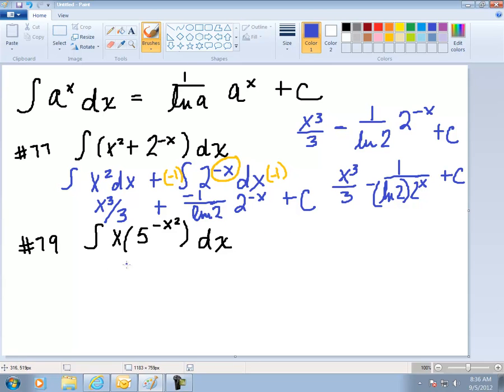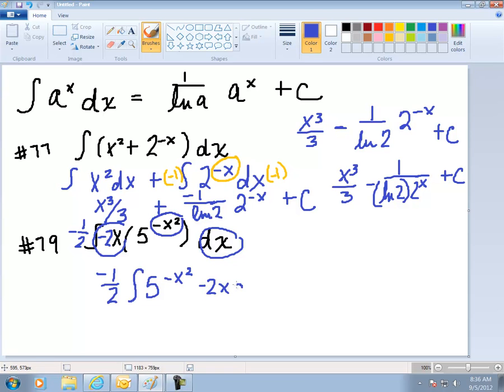Here's another example. In this example, again, I need to have the derivative of my exponent, and this time it's minus x squared, so my derivative is going to be minus 2x. So I need to put a minus 2 here, along with my dx, which gives me my derivative, but because I put a minus 2, I need to put a minus 1/2 so I don't change the problem. So now I have minus 1/2, the integral of 5 to the minus x squared, times minus 2x dx, which again is my derivative.